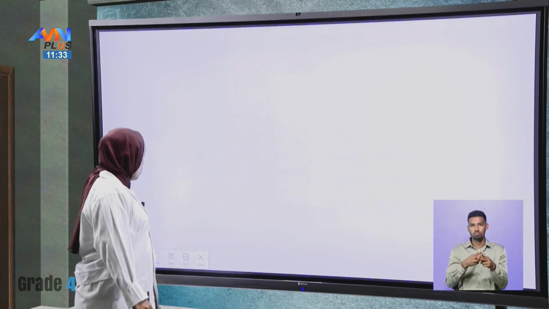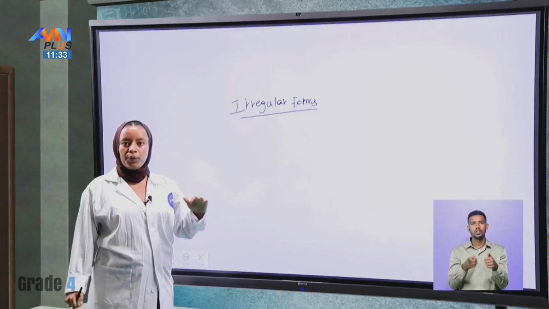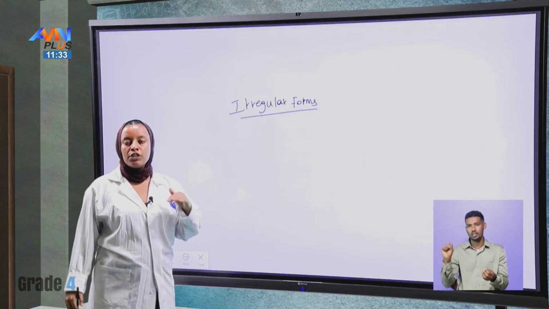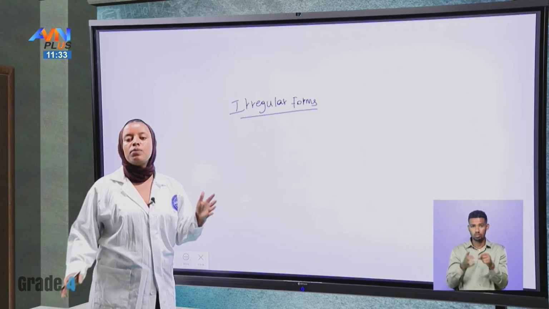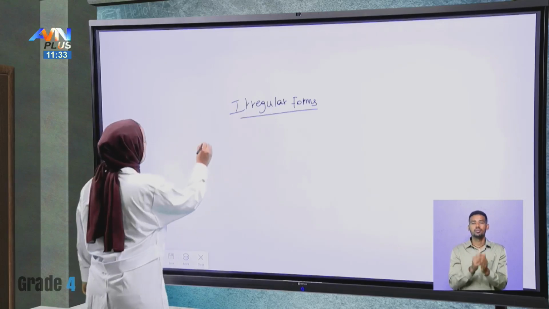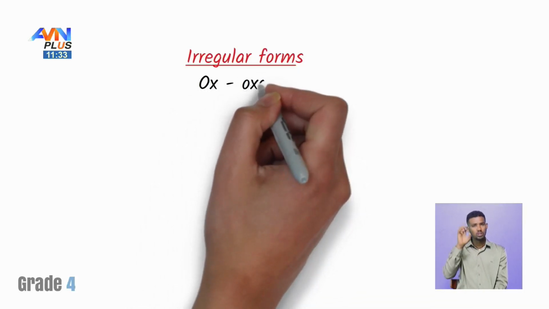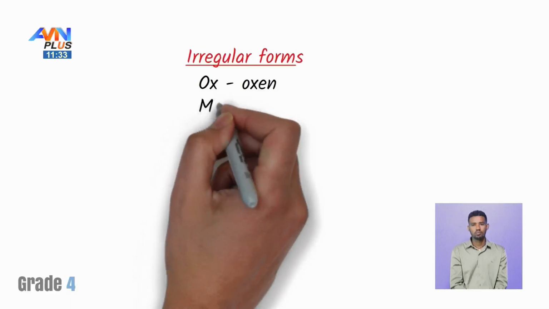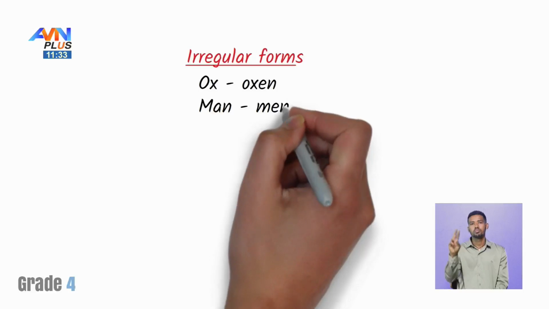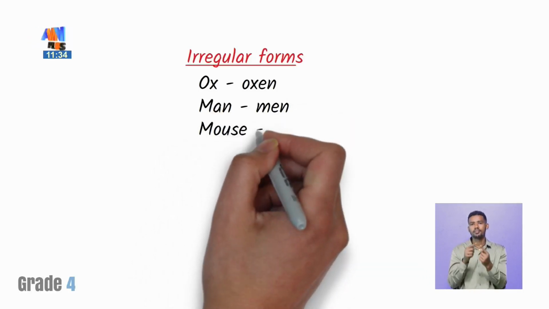Let us keep going with irregular. Here is different from the first rule. We don't add S, ES, IES. We just take the noun and change all of it, and sometimes we don't change it at all. Let me give you examples. Ox, oxen. Man, men. Mouse, mice.